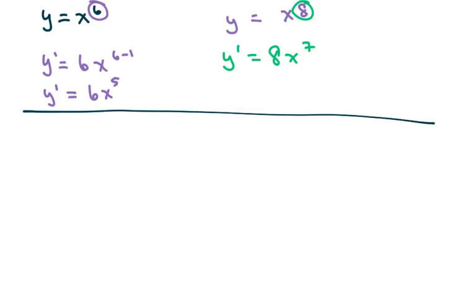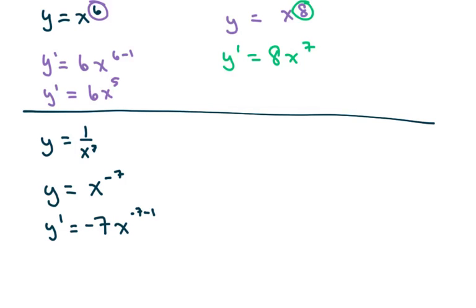Okay, now let's do some more. We have y equals 1 over x to the 7th. Okay, so I'm going to rewrite this as y equals x to the negative 7th, using my negative exponents. Now I'm going to take the derivative of y, so that's going to be negative 7 times x to the negative 7 minus 1. So that derivative is going to be negative 7x to the negative 8. And we're going to clean up negative exponents, so that's going to be negative 7, and get rid of that negative exponent, that's going to be x to the 8th.